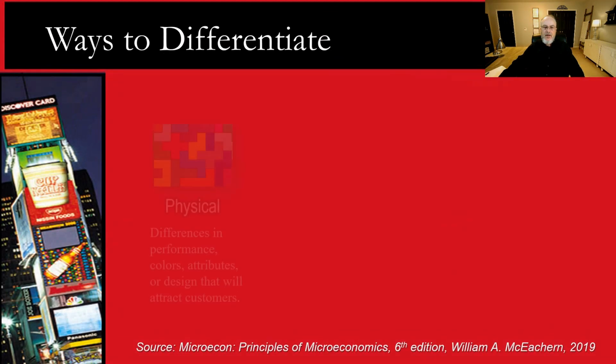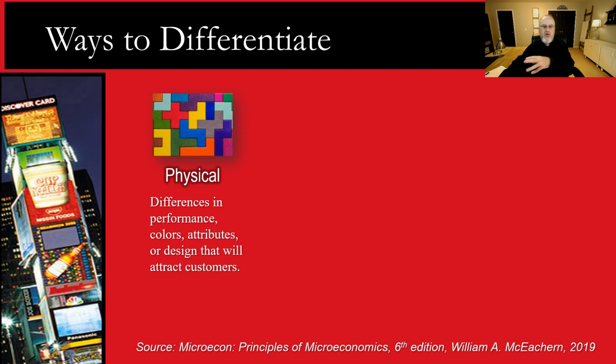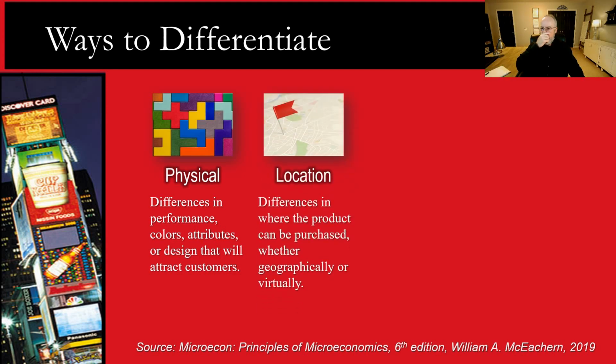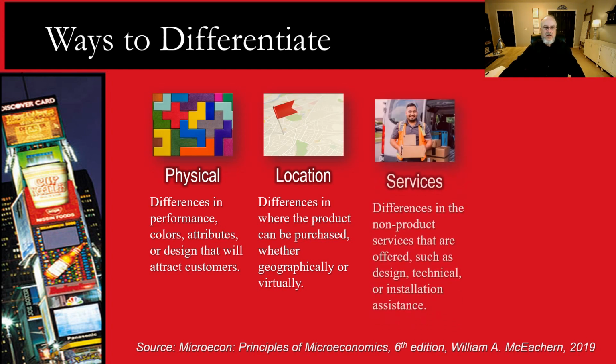Here are some ways you can do that. I'll give you the terms, the ideas, and then I'll give you some examples. First of all, you can have physical differences in your product or your service. That's differences in performance, colors, attributes, design, anything that will attract customers that is different about your product. Secondly, location. Differences in where the customer can get your product, how easily and quickly they can get your product, whether it's geographic or virtual. In other words, physical location or online. Services.